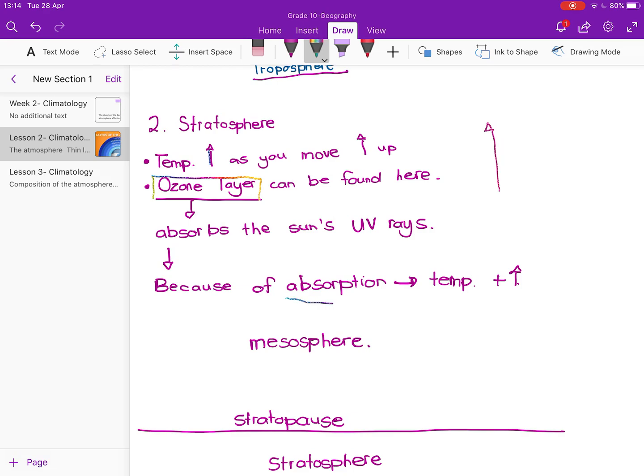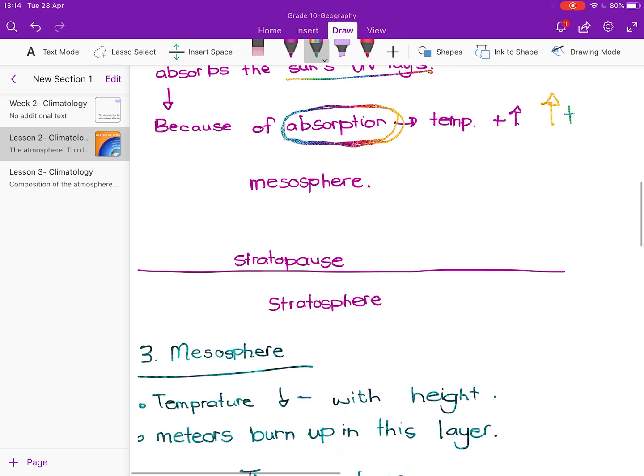Alright, and because there's absorption, meaning there's a reaction or an action happening, it makes the temperature increase. The temperature increases because of the absorption in this layer. So that is why as you go up in height, temperature increases. And the same as with the previous layer, we have something that separates the stratosphere and the mesosphere. It's called the Stratopause. So we have the Tropopause and the Stratopause.